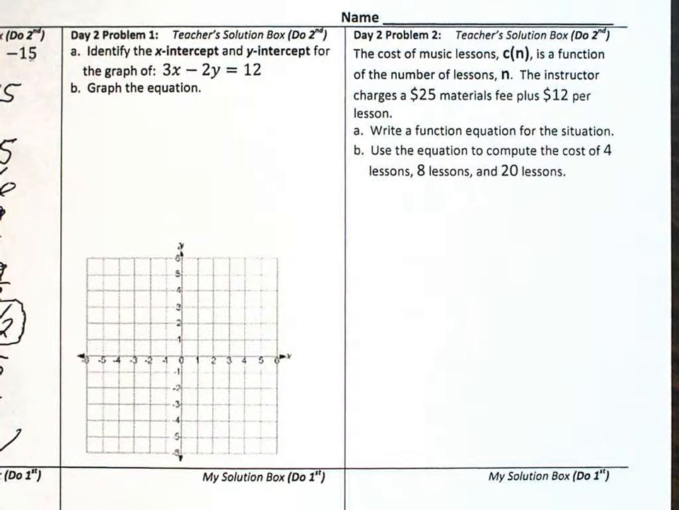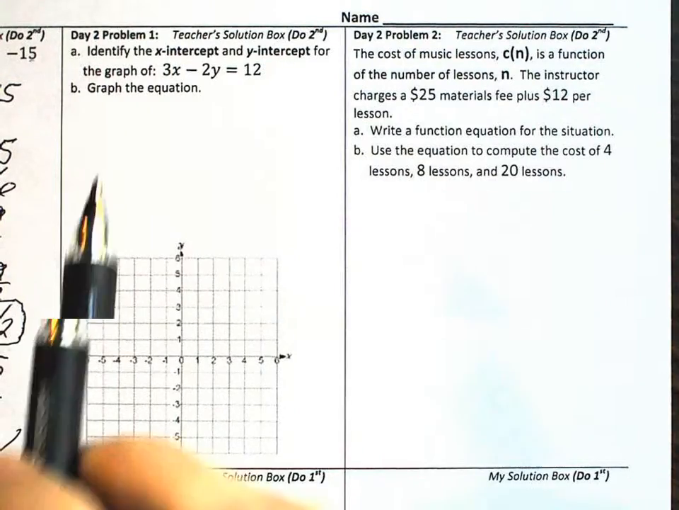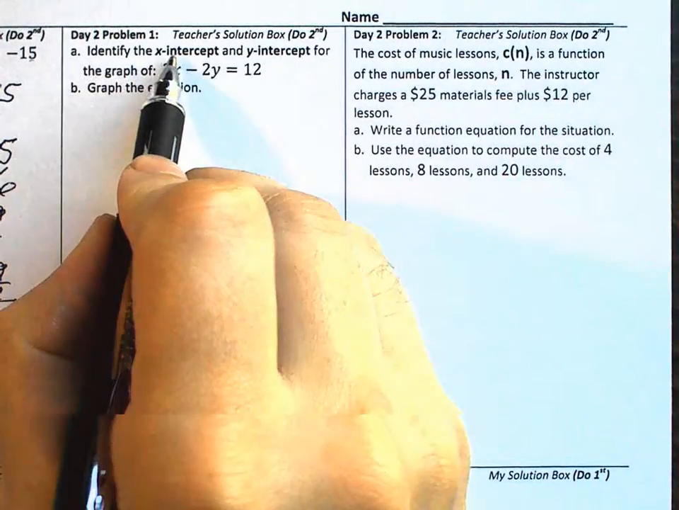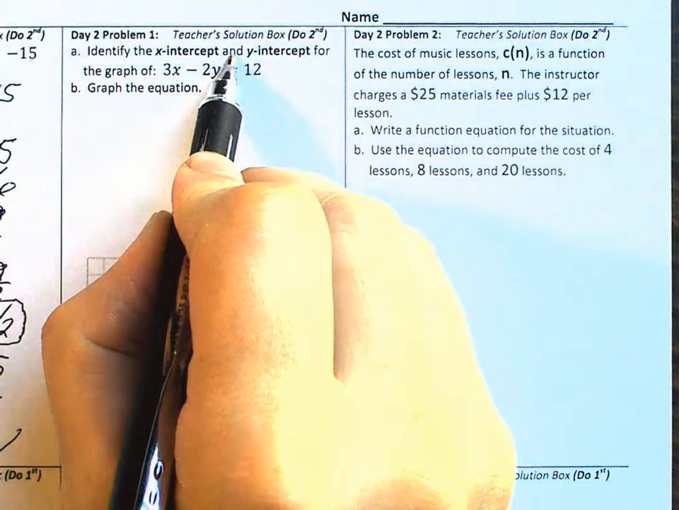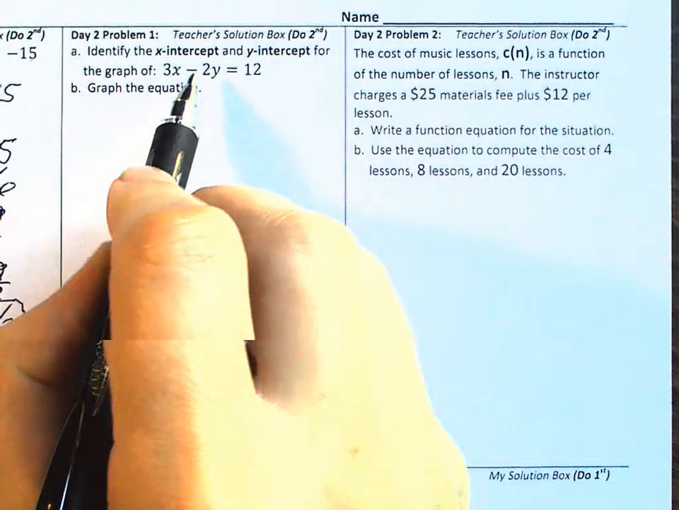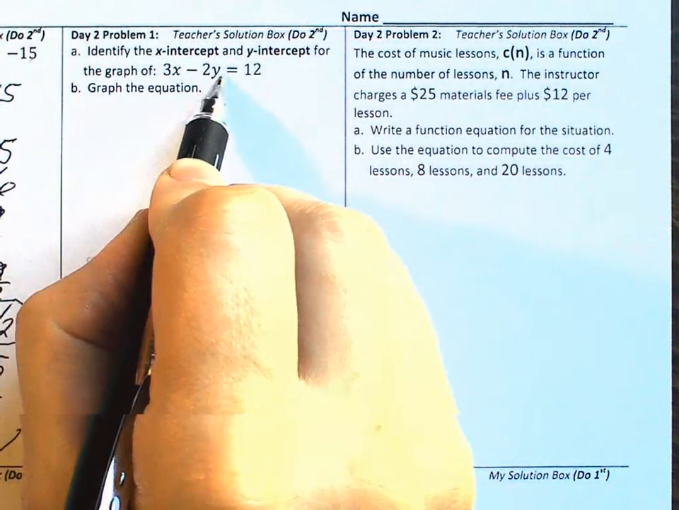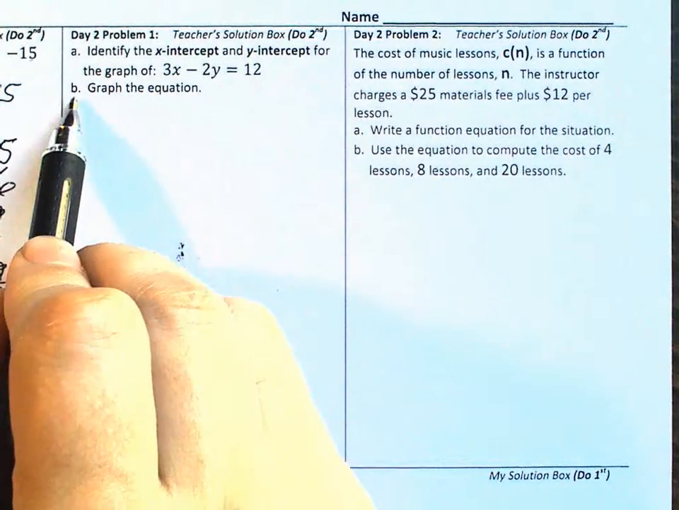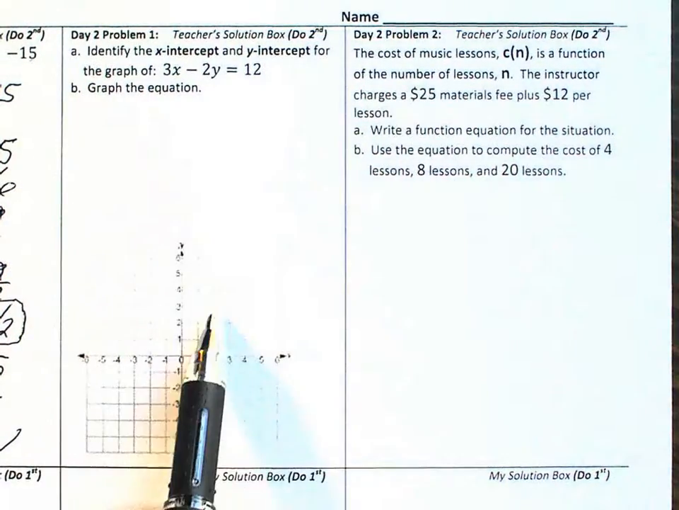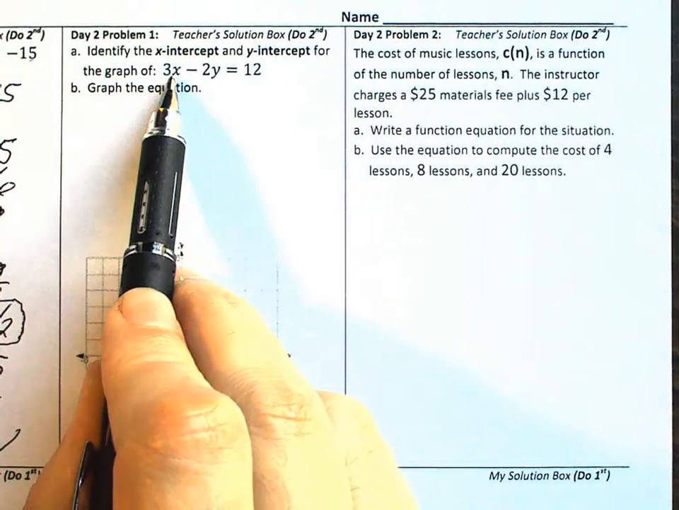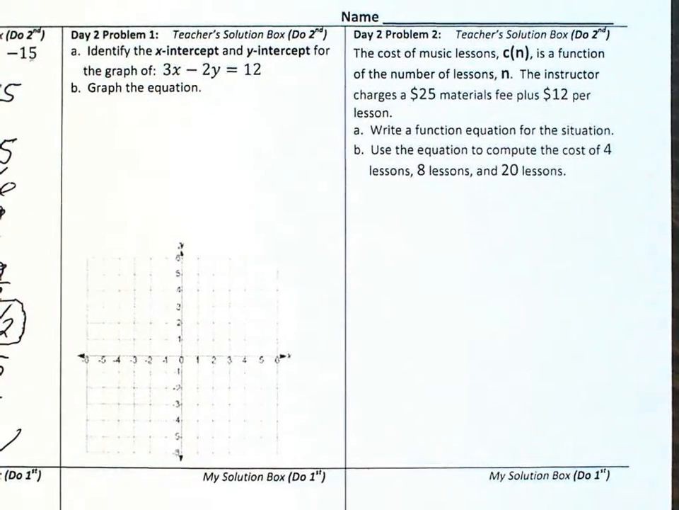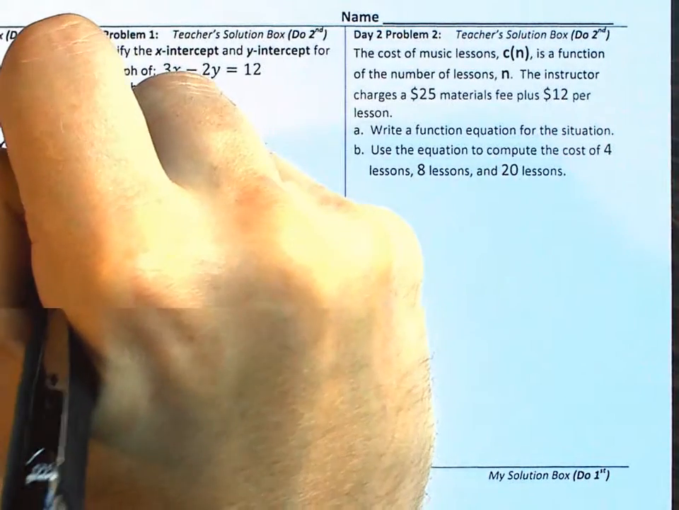Here's the solution to Day 2, Problem 1. In question A, it says, identify the x-intercept and y-intercept for the graph of this linear equation. And then in Part B, we're going to graph a line on the grid to represent this equation. So let's start with Part A.